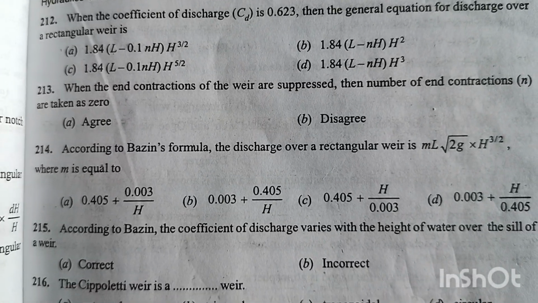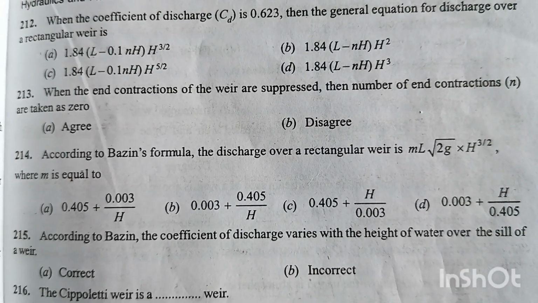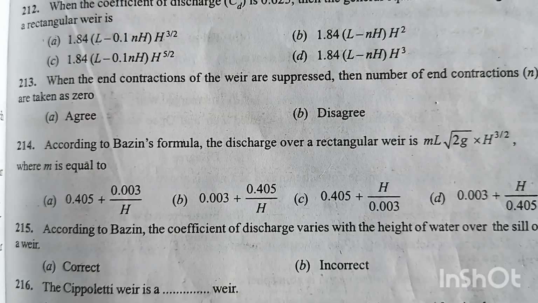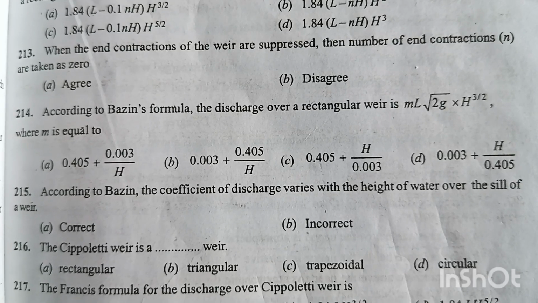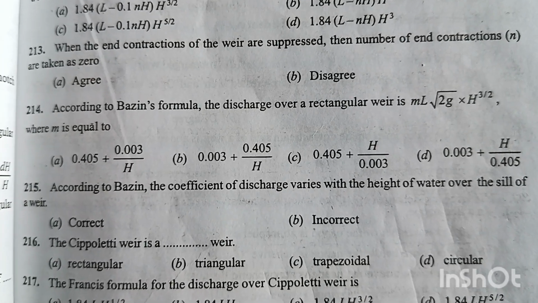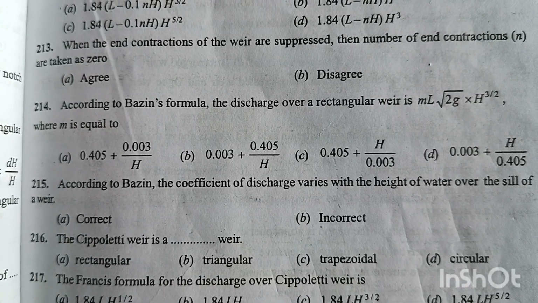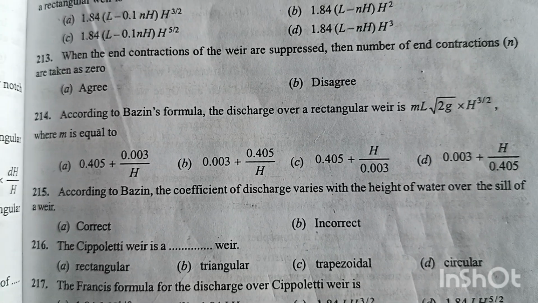Question number 213. When the end contractions of the weir are suppressed, then the number of end contractions is taken as 0. Option A is the right answer. Agree. Question number 214. According to Bazin's formula, the discharge over a rectangular weir is m L root 2g into h to the power 3/2, where m is equal to 0.405 plus 0.003 divided by h. Option A is the right answer.